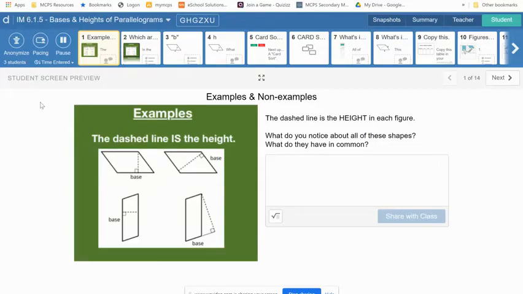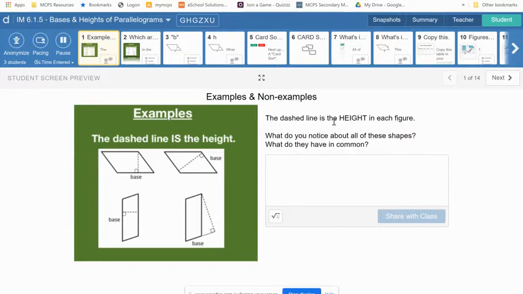Okay, so today let's investigate the area of parallelograms some more, and let's establish the area formula for a parallelogram. This is also the makeup module for any incomplete grades. So pay attention. On this slide, it says the dashed line is the height in each figure.